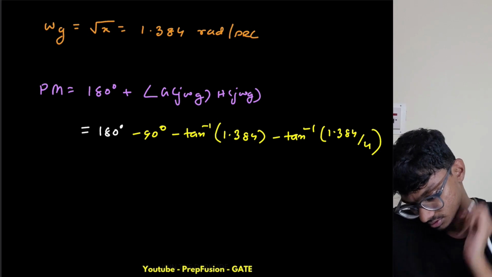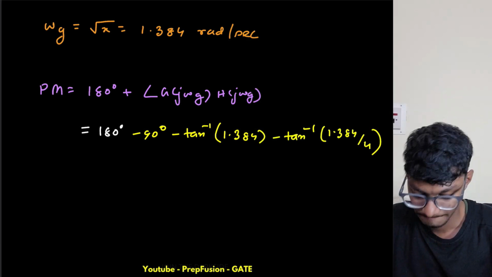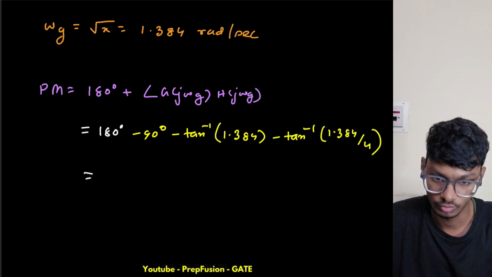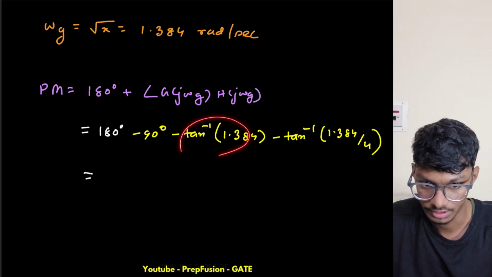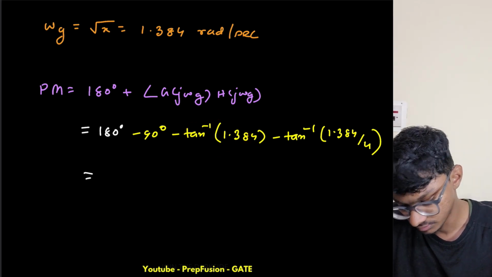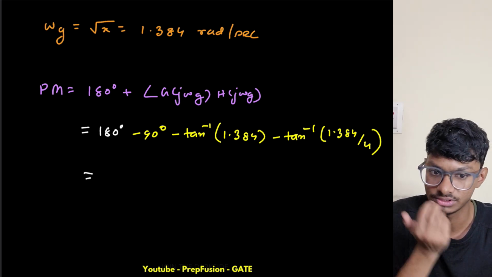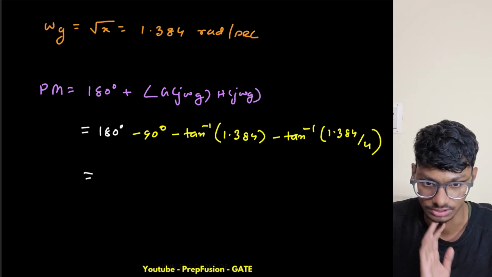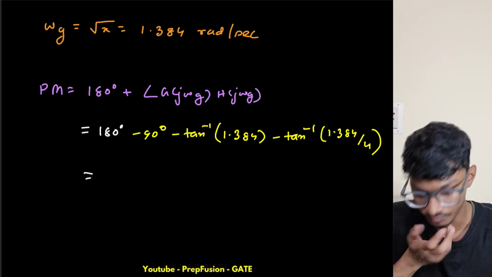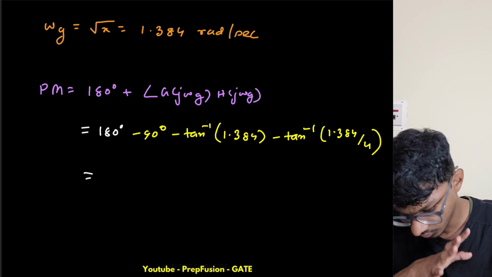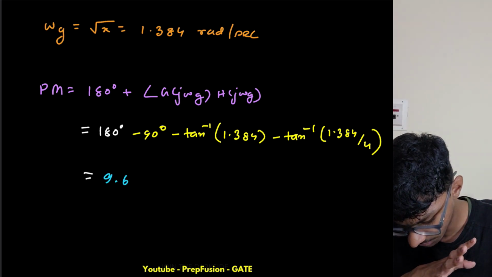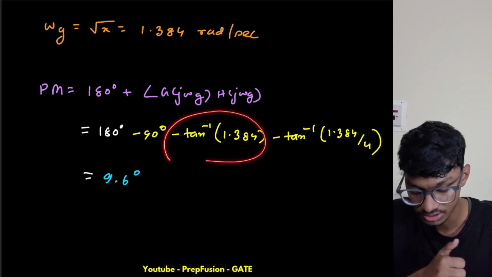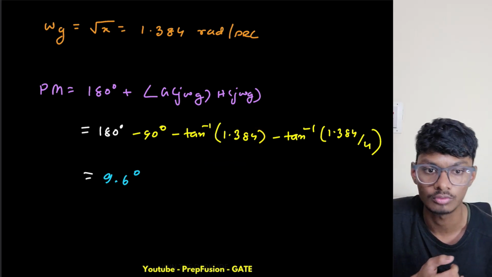So it is 1.384. If I do tan inverse of this one, all this I've already written down. For your part, you have to simply put this in the GATE calculator and calculate. Nothing different I will do. So I will get my phase margin. I've written down the results. I will get my phase margin as 9.6 degrees. Simply put tan inverse in the GATE calculator. One day I will also show you how to use a GATE calculator.